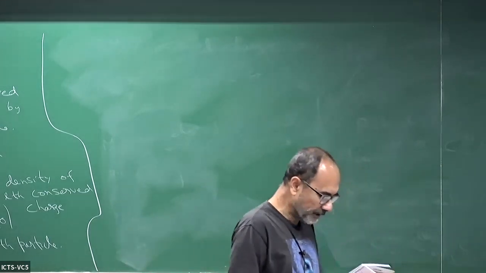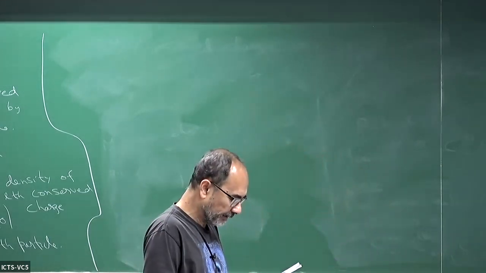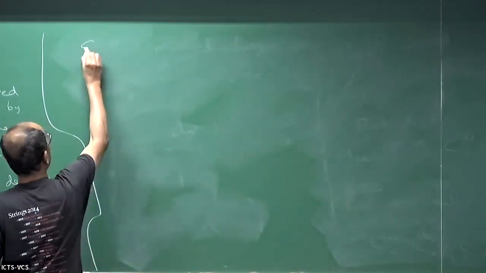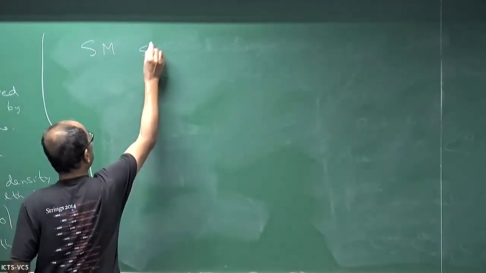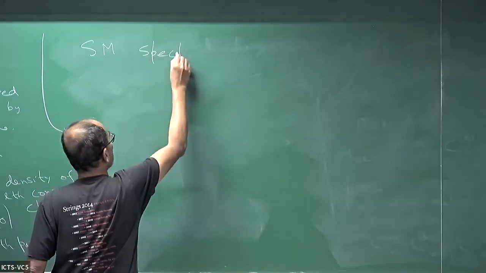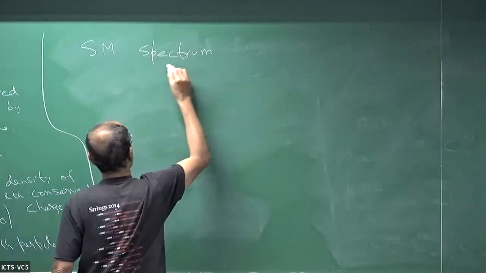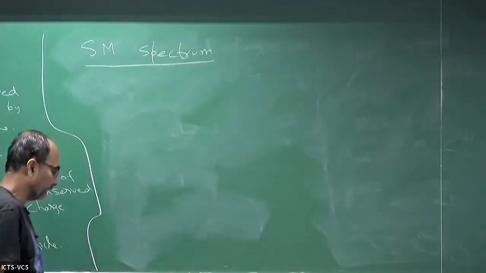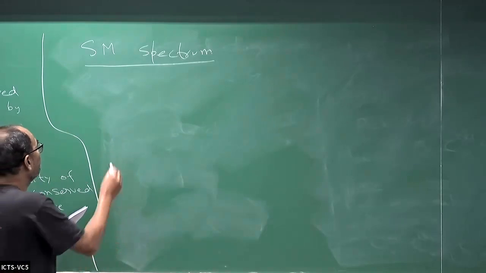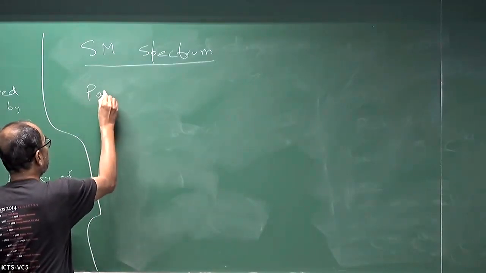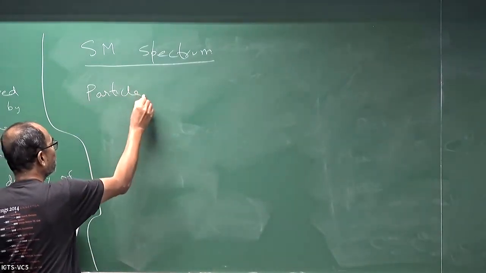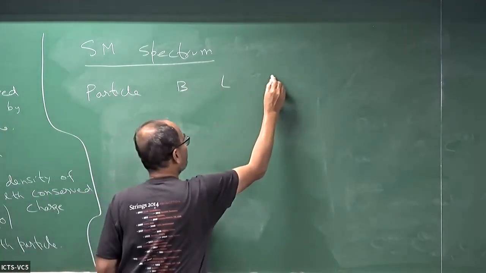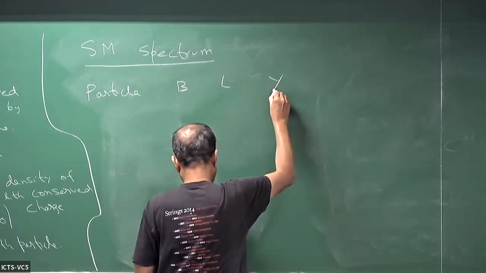Okay, so I'll write down the spectrum. I think it will also become visible from that perspective. So the standard model spectrum. I'll write down the relevant part of the standard model spectrum. For example, the W and Z bosons play really no role, so I'll not write them here. So we need the particle type, then B, L, Y, and G bar.